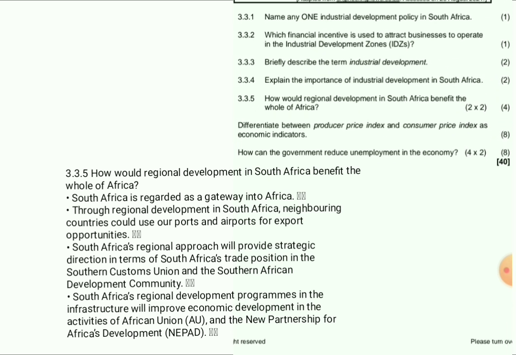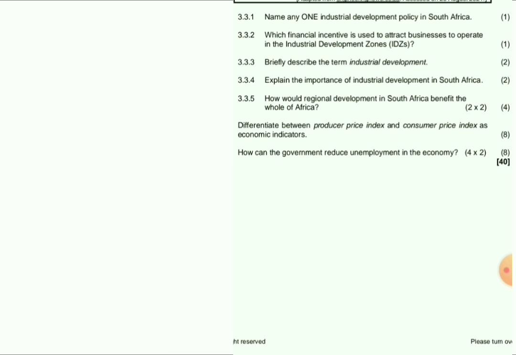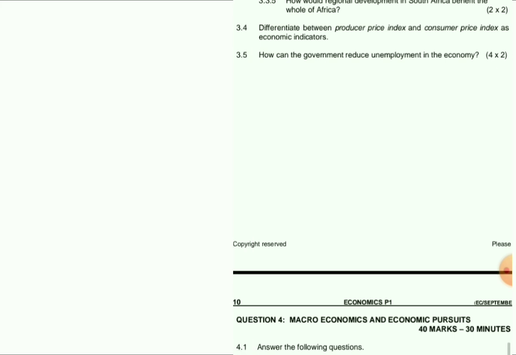8 marks. Differentiate between producer price index and consumer price index as economic indicators. This one you have to know. If you didn't study it, obviously you wouldn't get it. So I'm going to start by talking about a producer price index. That's how I work in bullet form, obviously.